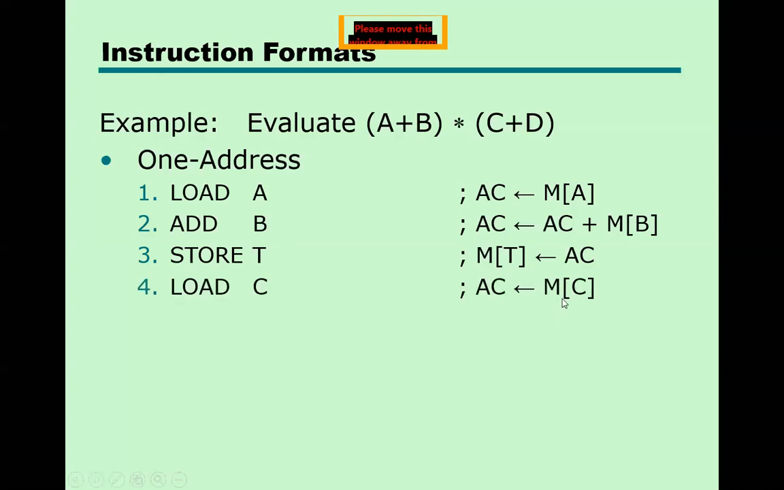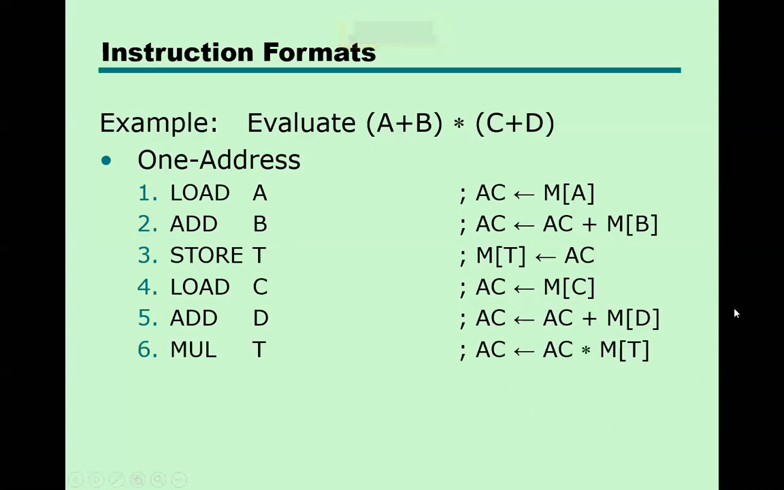So load C. It means whatever is at memory location C will be loaded into the accumulator. Add with D, so that whatever is at memory location D will be added with the accumulator and the result will be stored into the accumulator. Here, if you see, the accumulator is holding the C plus D value, and memory location T is holding the A plus B addition result.